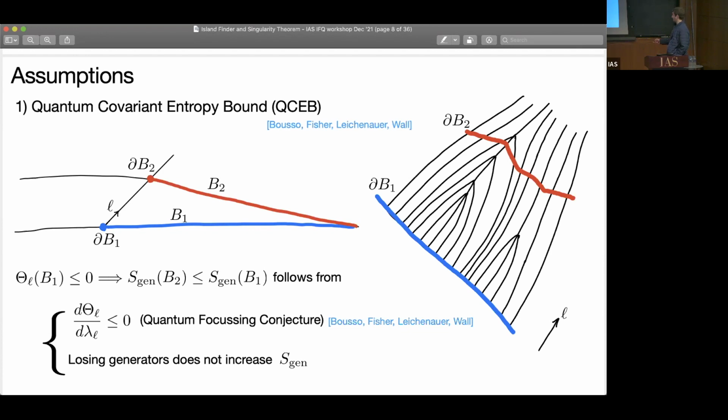So then we combine it with this other assumption that losing generators does not increase generalized entropy: as I slide from a surface, for example, here to a surface here, the generalized entropy does not increase.